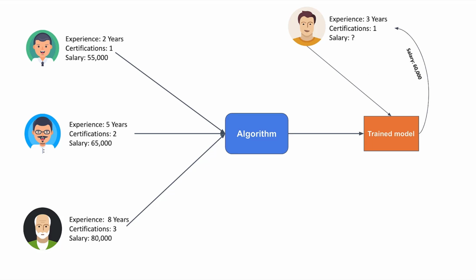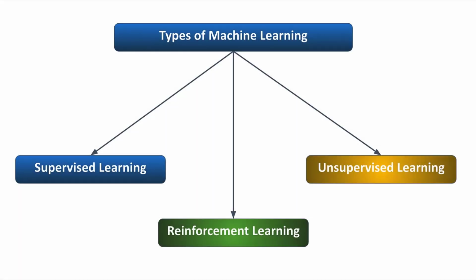So as I mentioned earlier, you supply data to a computer and the computer finds patterns in that data, and this process is called machine learning. So here we supplied this data and our algorithm found a pattern, and now based upon that pattern our trained model can make predictions. So now let's look at the types of machine learning.